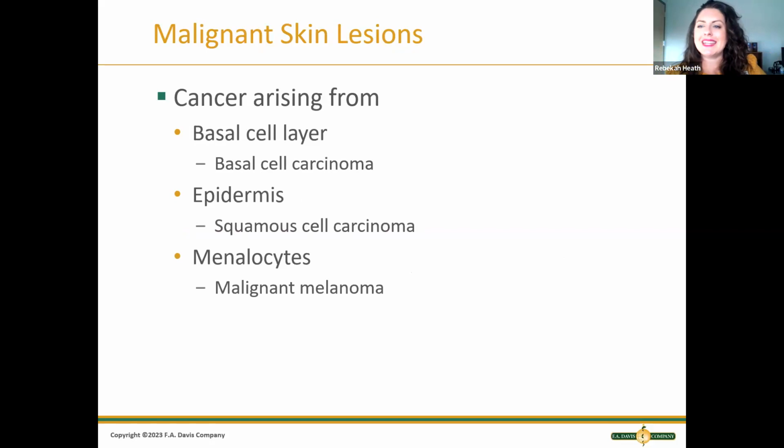Next topic, malignant skin lesions. So malignant is regarding like cancer, is another way of saying that. So it's a cancerous skin lesion. So it can be cancer coming from the basal cell layers, the epidermis, or the melanocytes.